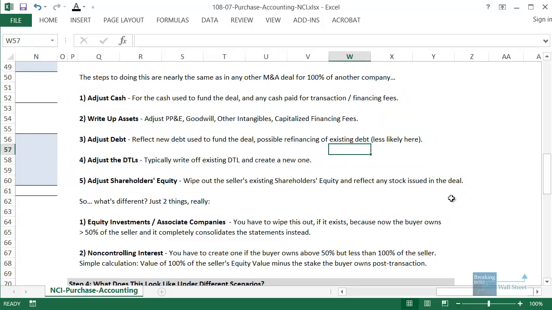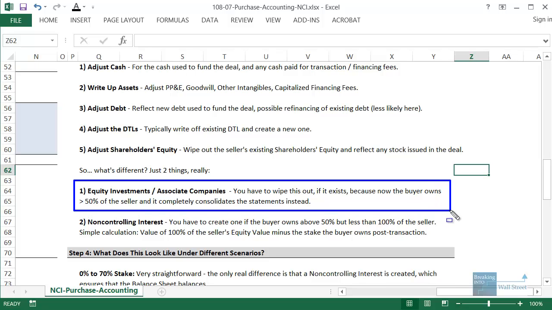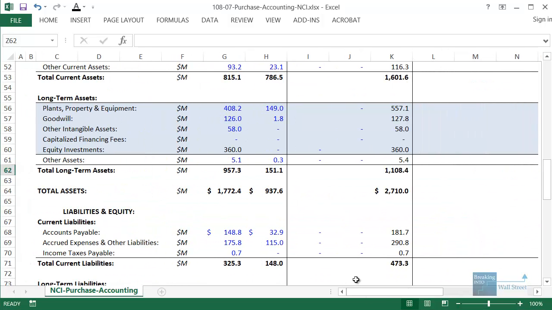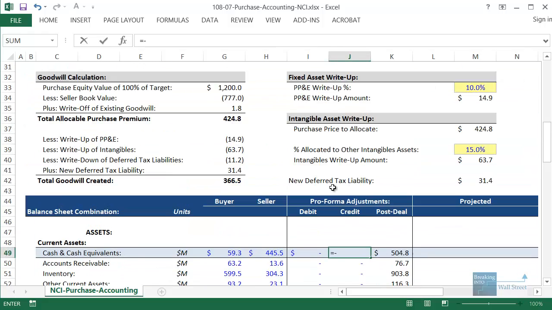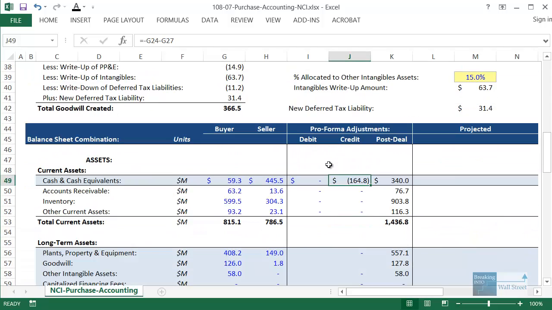So the only real differences here are that if we already own, say, 30% of the company or 20% of the company, that asset is going to get wiped out in this deal. And then if we end up owning less than 100% of the company, we need to create a non-controlling interest to handle that scenario. So let's go through these adjustments line by line and see exactly what happens here. For cash and cash equivalents, we can go up to the sources and uses schedule and get this. So we'll take our cash used and then our excess cash used to cover the fees. And so our cash balance ends up being lower than both companies added together.